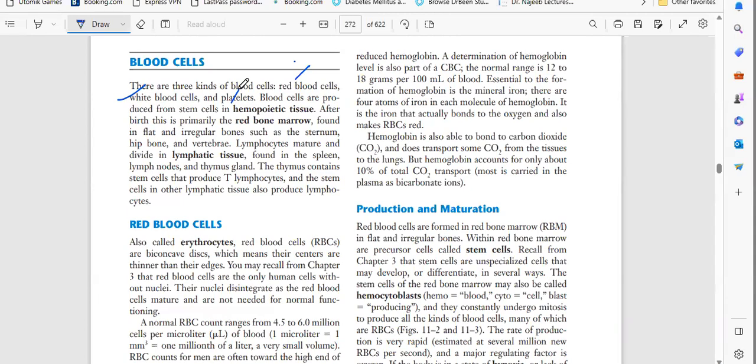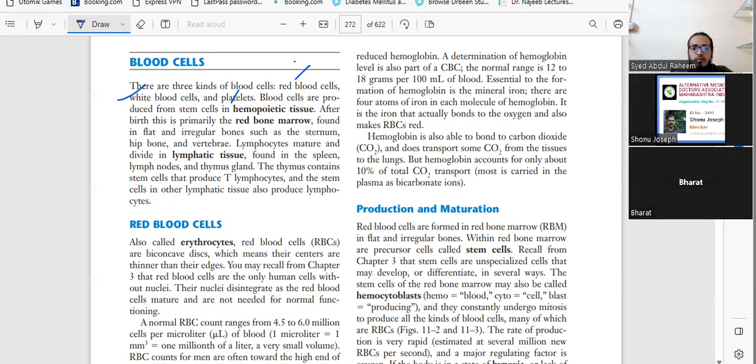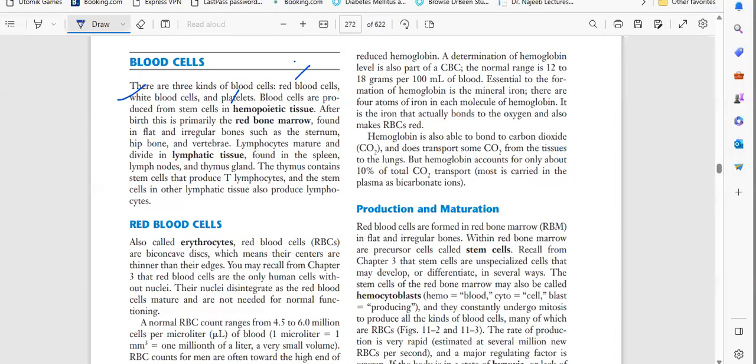From where do the blood cells come? First question: from where will the blood cells come? कहाँ से blood cells आते हैं, उनकी प्रोडक्शन कहाँ से होती है, where are they produced. This is very important, the production or manufacturing place of blood cells.